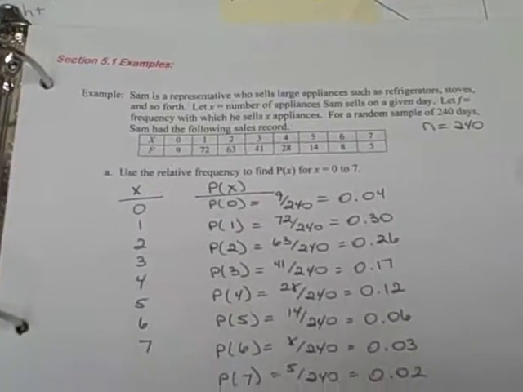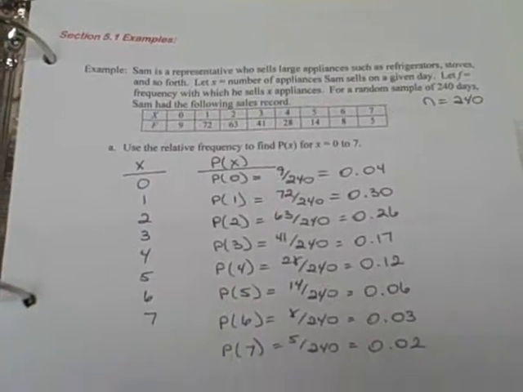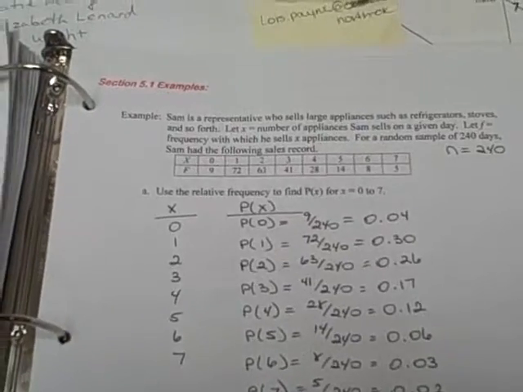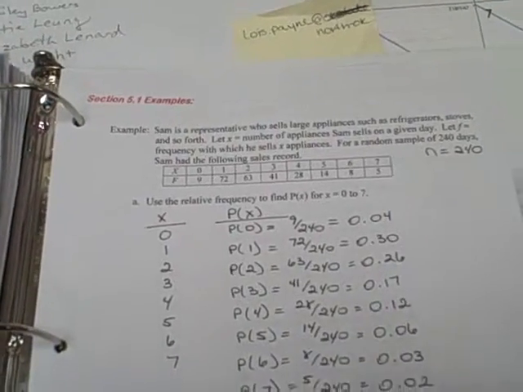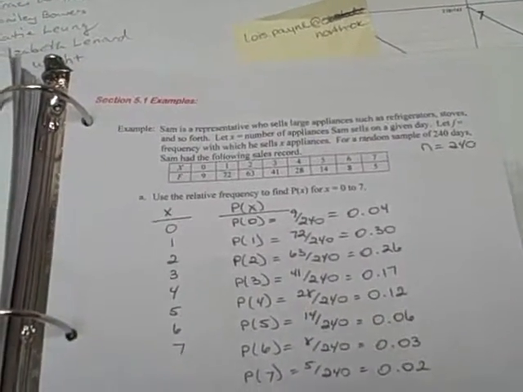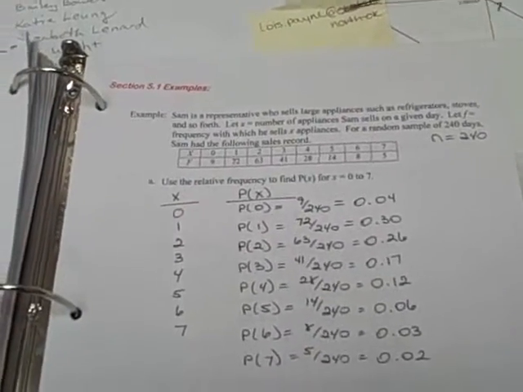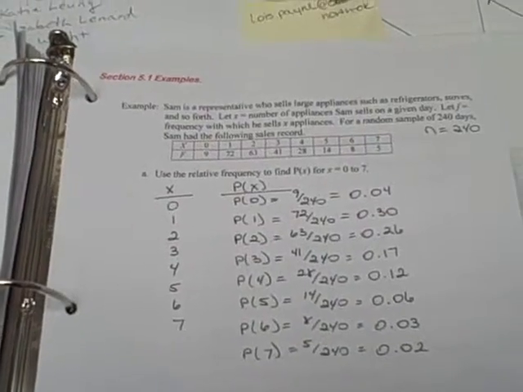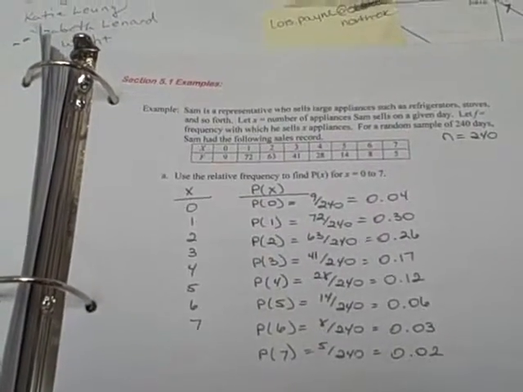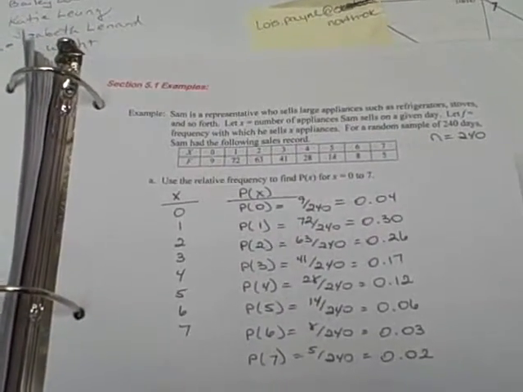All right, Chapter 5, the binomial probability distribution. Okay, Section 5.1. Actually, this first section was all about probability distributions. So everything that we learn here will work for any probability distribution that we talk about. So let's look at this first example.